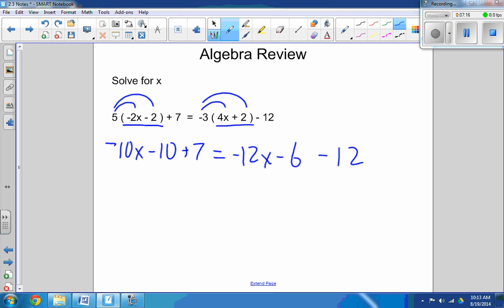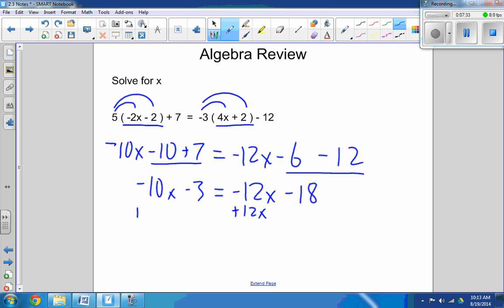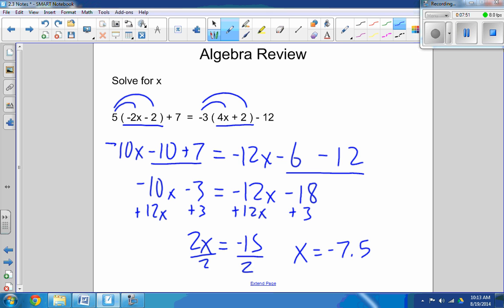All that minus 12. Let's combine some like terms. So negative 10x. Negative 10 plus 7 is negative 3. Negative 6 minus 12 is negative 18. I'm going to add the 12x to this side. I'm also going to add 3 to this side. So I end up with 2x equals negative 15. Divide by 2. X equals negative 7.5. And if you want to confirm that you did it right, plug it back into the equation, see if it works out. And that is the end of this lesson.